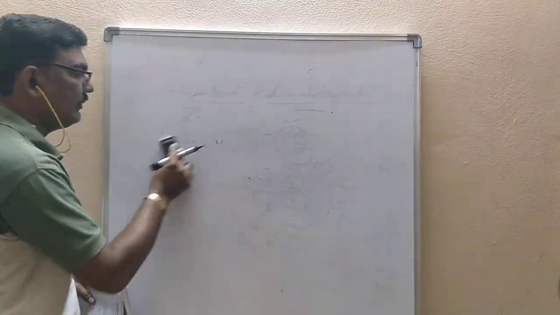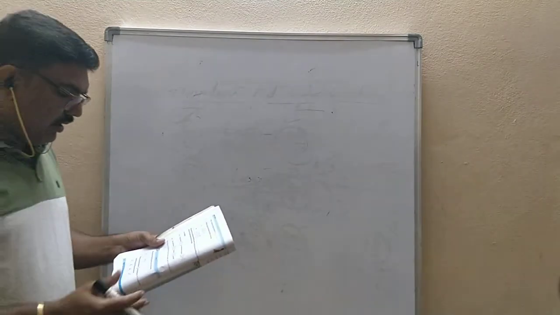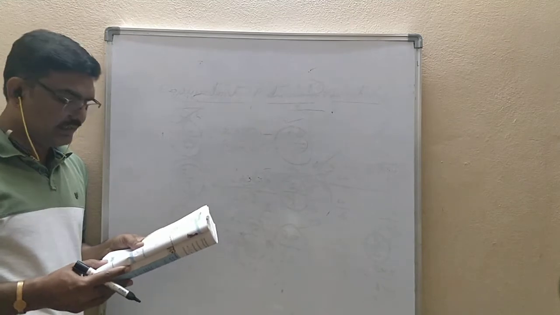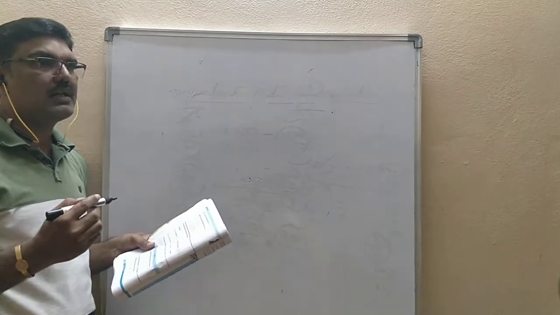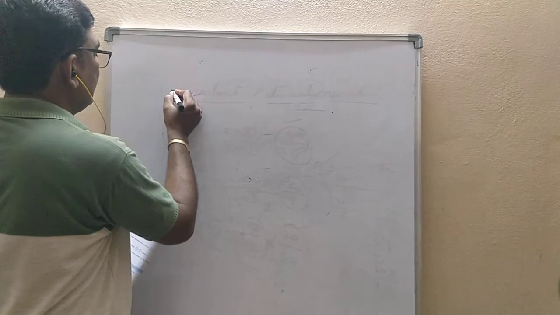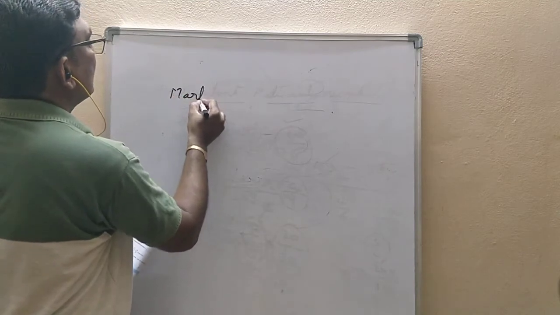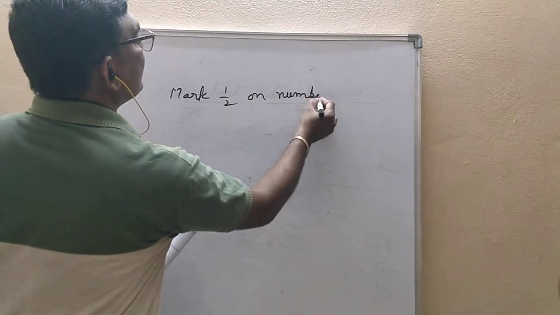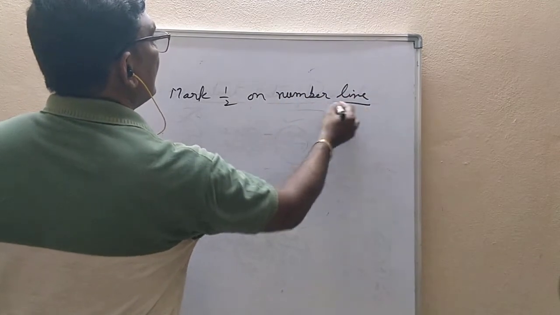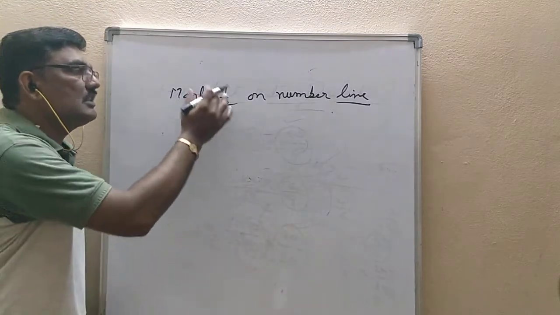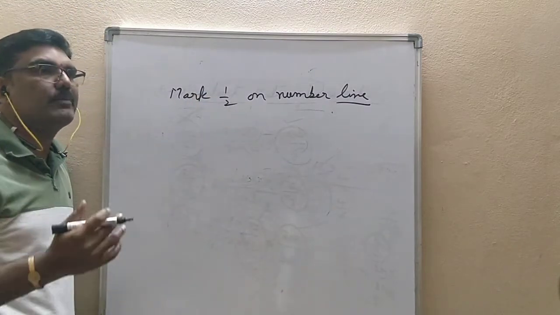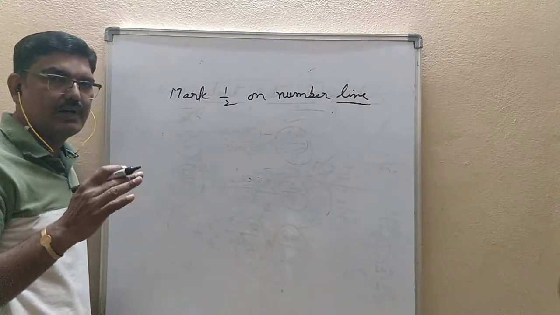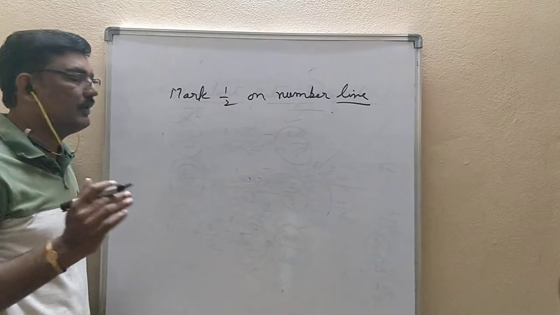The third problem is: mark the following rational numbers on the number line. On the number line you have to mark 1 by 2. Mark 1 by 2 on the number line. How to mark this 1 by 2 on the number line is very important. So here 1 by 2 is nothing but half. 1 by 2 means half.